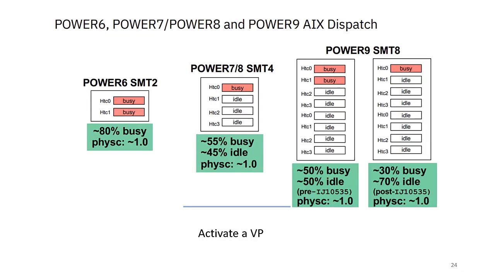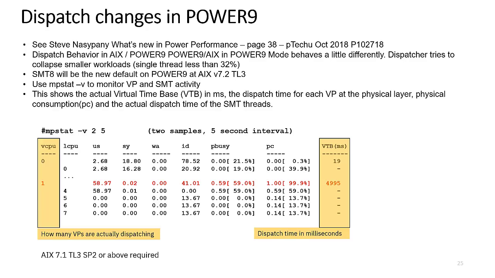And this is just giving you an example of how it makes the dispatching decisions. So here's our Power 9 SMT8, and we get to about 50% busy, so we kick off another VP. Now in Power 9, there's been another slight change in the dispatcher, and basically if you have a small workload where single threads are using less than 32%, it's going to behave a little bit differently, and it tries to collapse those small workloads. Additionally, on Power 9, SMT8 is now the new default.